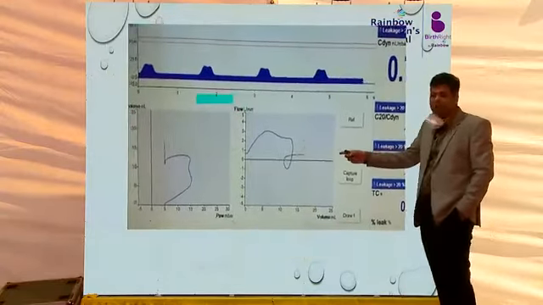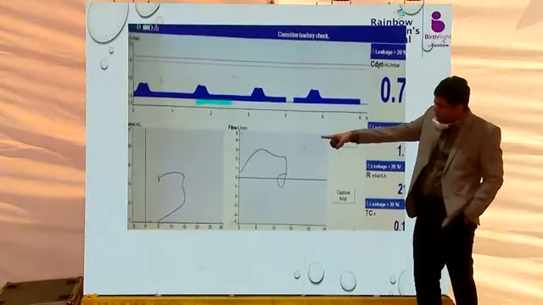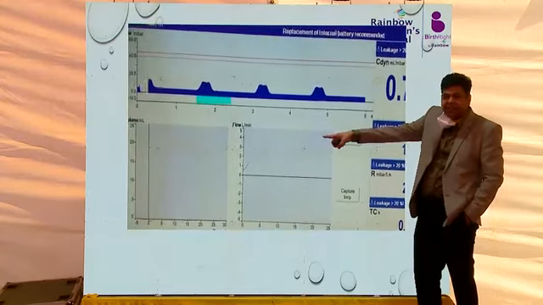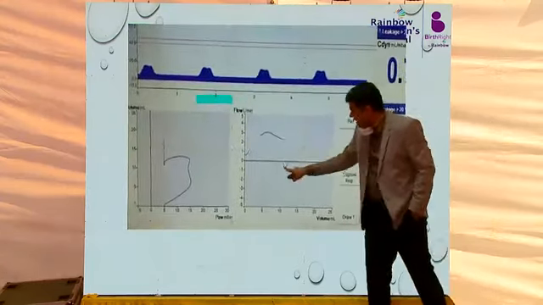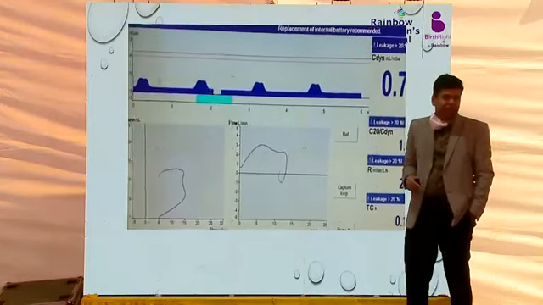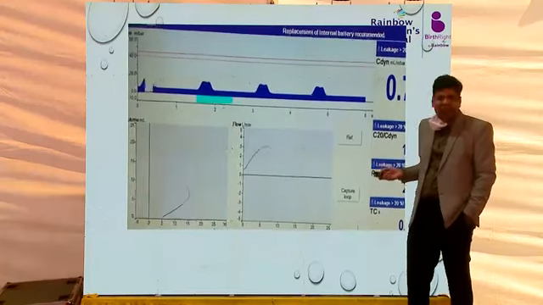See, this is a larger leak, around 80-90%. Look at the inspiration and expiration, where the expiration is ending in the pressure volume loop, and in the flow volume loop, look at where the inspiration and expiration end. So leak is something which you can identify very easily.